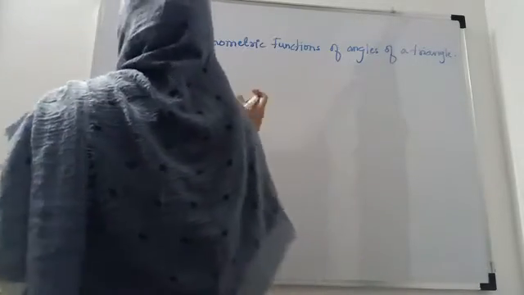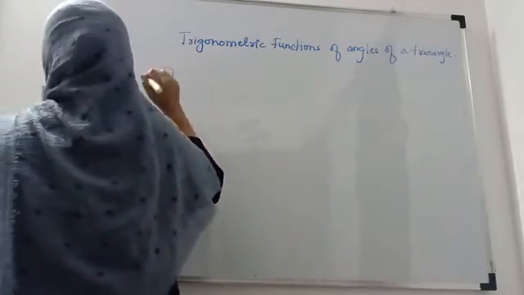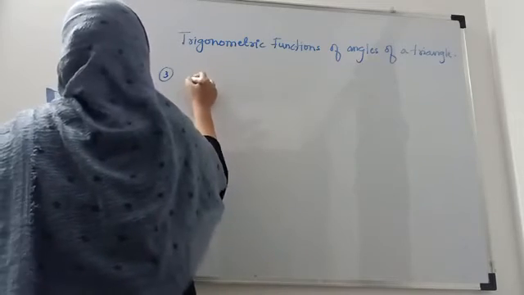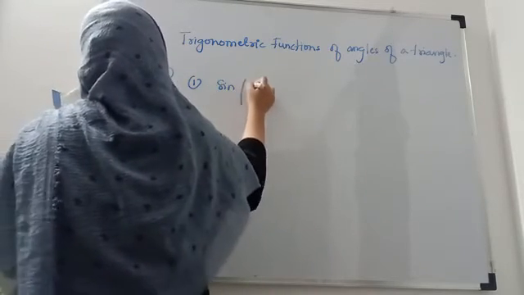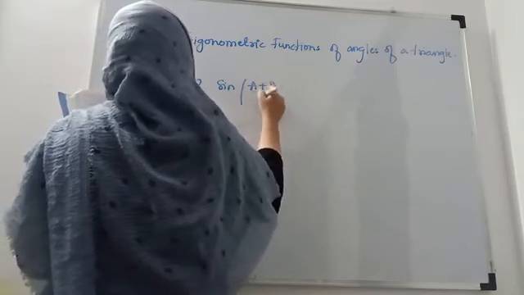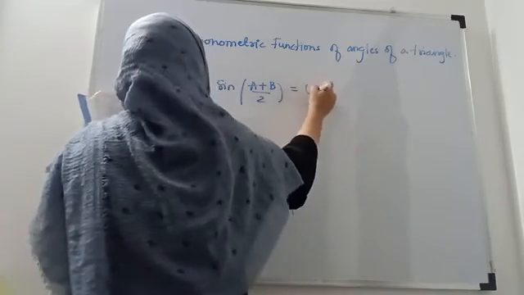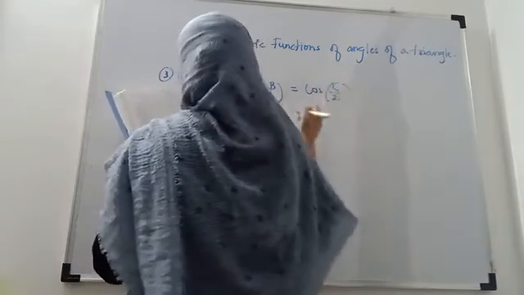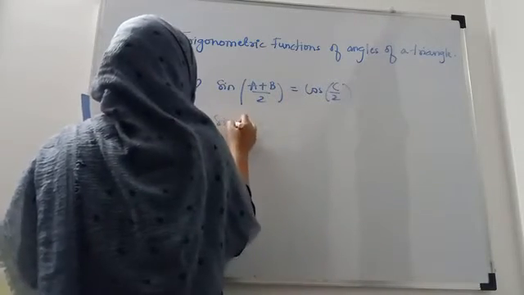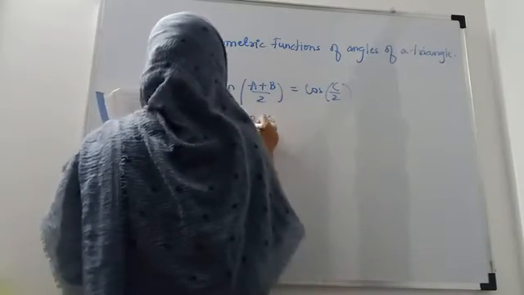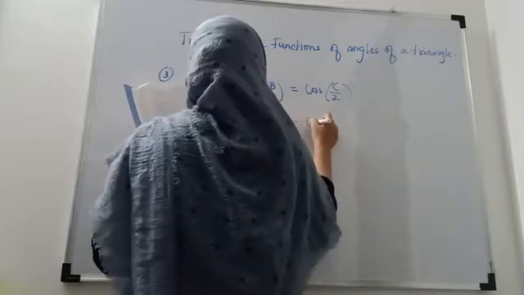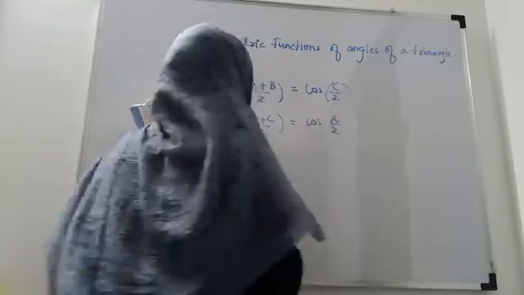So the result number 3 is, for any triangle ABC, sin of (A plus B) upon 2 is equal to cos of C upon 2. Sin of (B plus C) upon 2 is equal to cos of A upon 2.